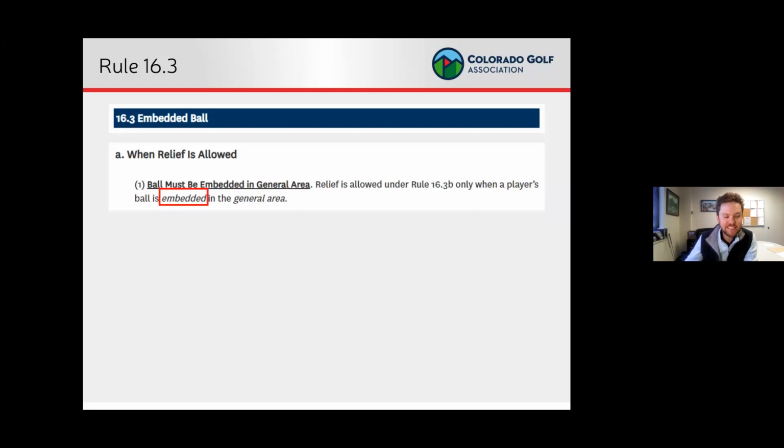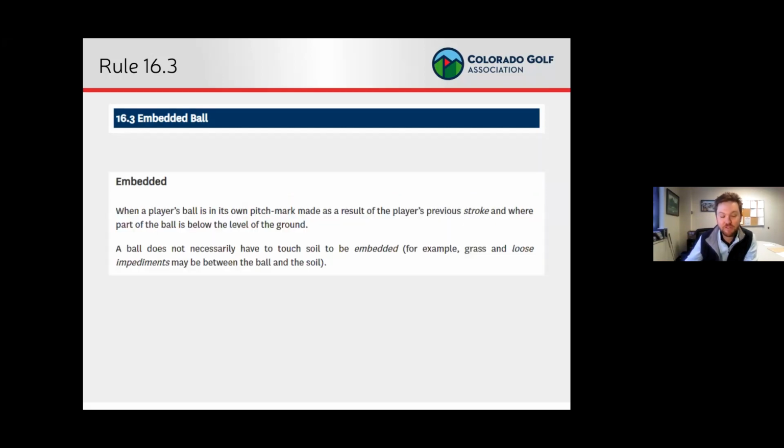We see embedded as italicized, meaning we're going to go to the definition. Because embedded is when a player's ball is in its own pitch mark, made as a result of the player's previous stroke and where part of the ball is below the level of the ground. A ball does not necessarily have to touch soil to be embedded. For example, grass and loose impediments may be between the ball and the soil. We'll see a good picture of that.